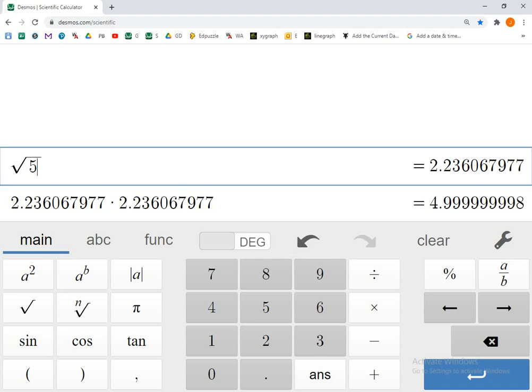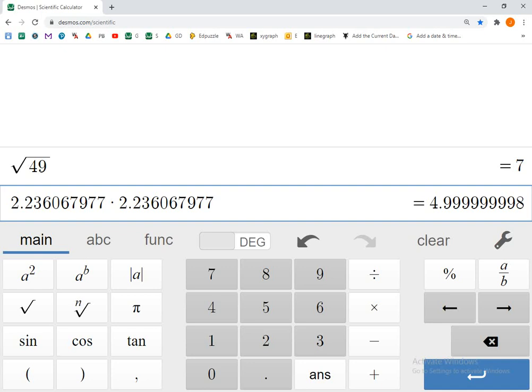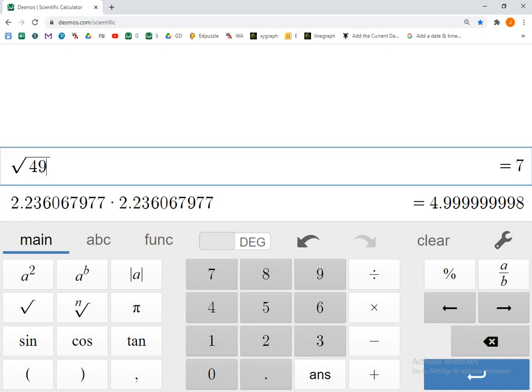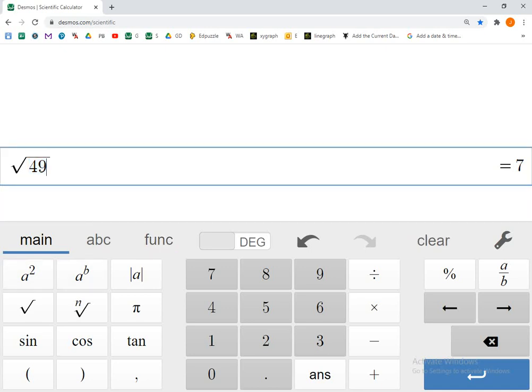But if I put like 16, let's go 49 instead. 49, that terminates to 7, right? So 7 times 7, does that give you 49? Yeah. Okay. But the idea is all of our square roots are going to be irrational unless that number right there is a perfect square. Okay. Questions on that?